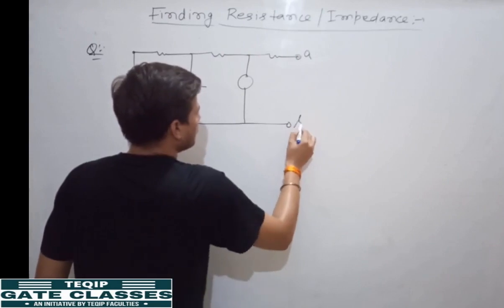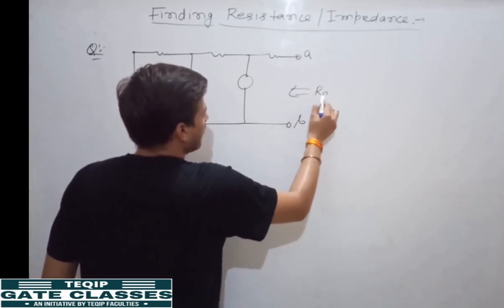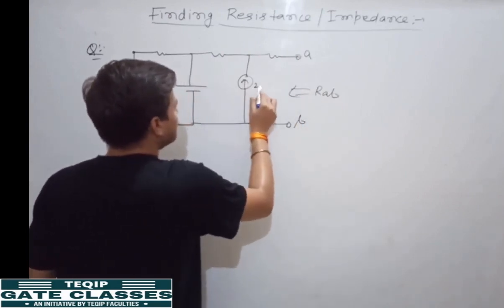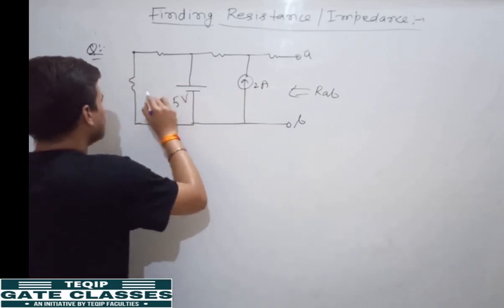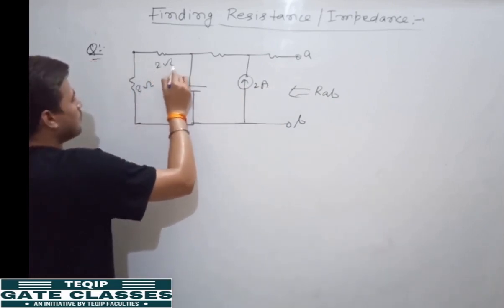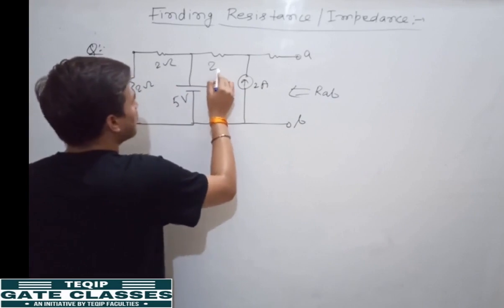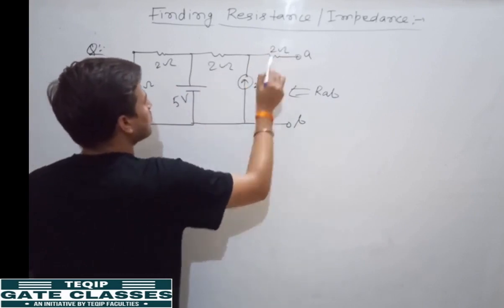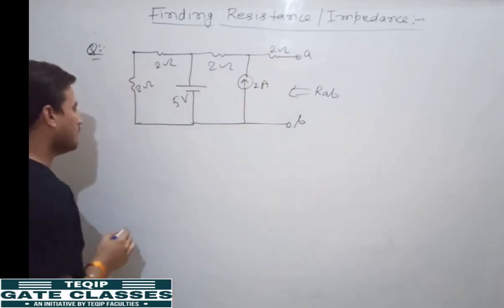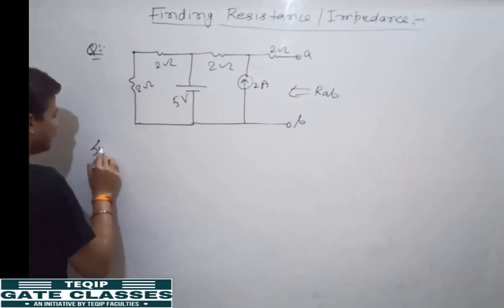Suppose A, B, you have to find R_AB. It is given 2 ampere, 5 volt, 2 ohm, 2 ohm. Here it is 2 ohm, here it is 2 ohm. You have to find R_AB. So what will you do? Come to the solution.